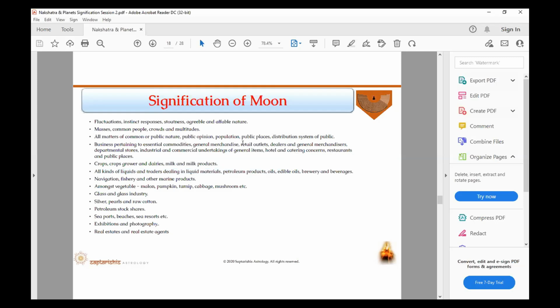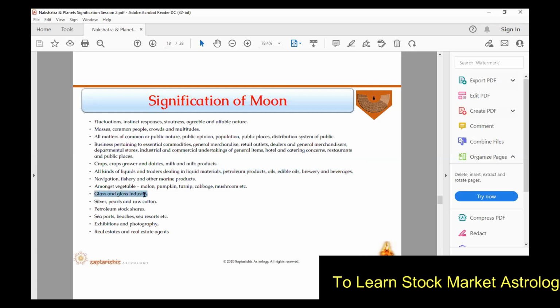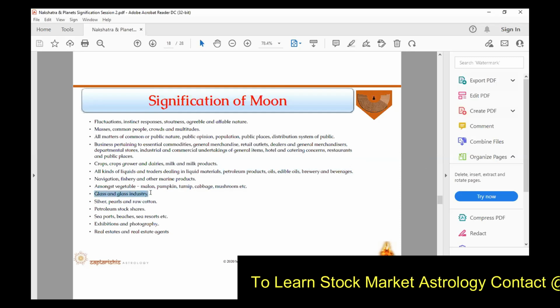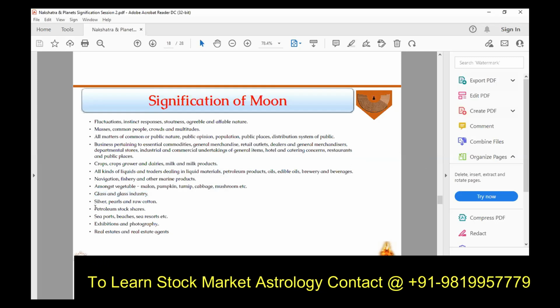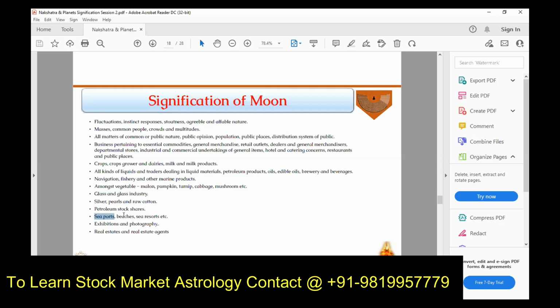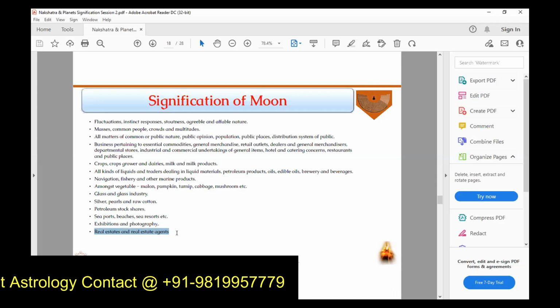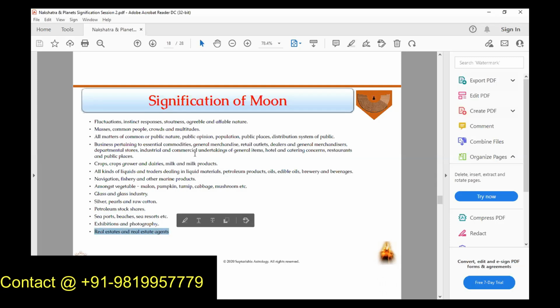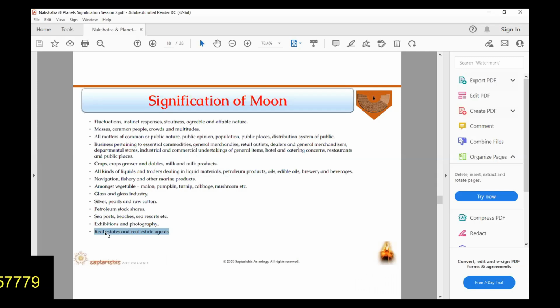I know petroleum is shown by some other planet also, so I will not combine multiple Karakas for today. Let's go one by one. There are some other things: glass and glass industry. Is this an industry for Reliance? No. Petroleum stock shares, yes, this is there. Seaports, beaches, sea resorts. No. Real estate is there, but it's a small part of their business.